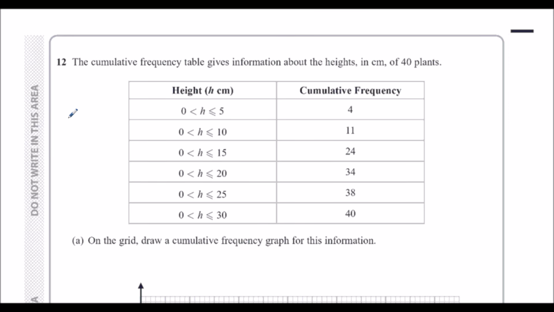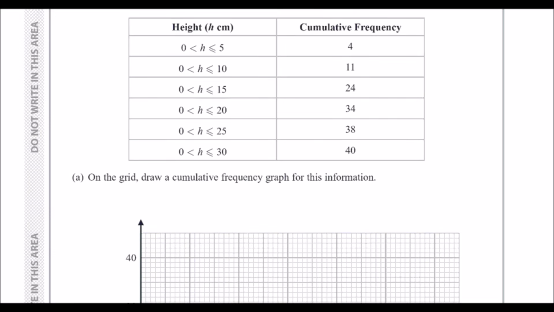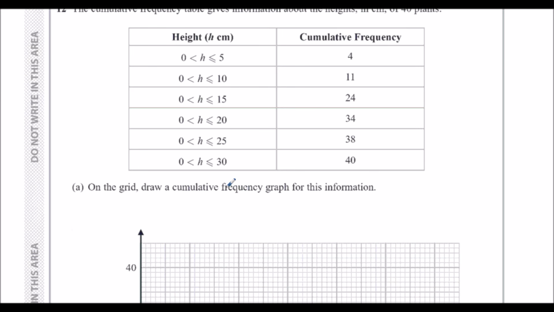Question 12. So the cumulative frequency table gives information about the heights in centimeters of 40 plants. And we need to draw a cumulative frequency graph. So we're going to be plotting the top point against the cumulative frequency. So 5 against 4.